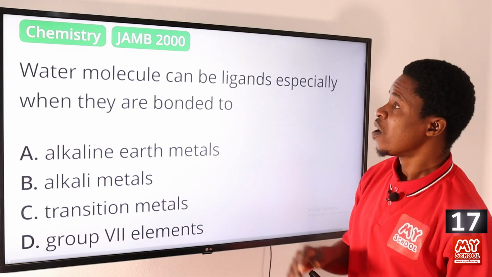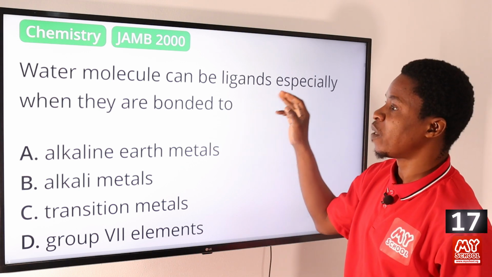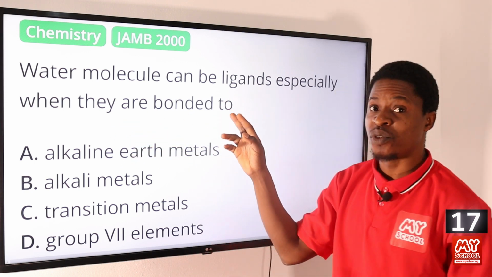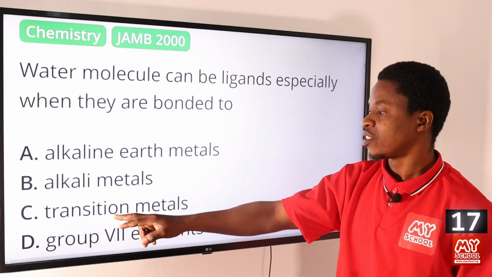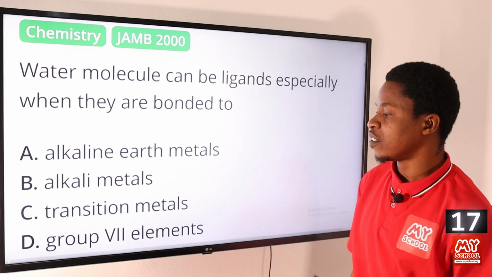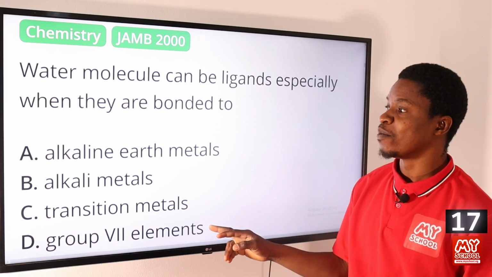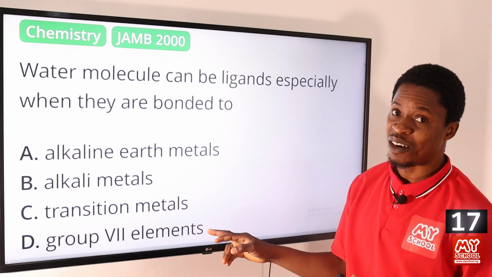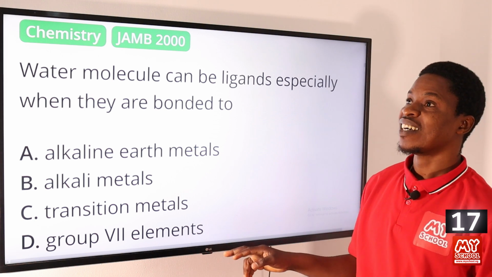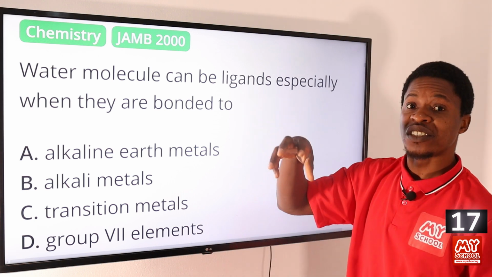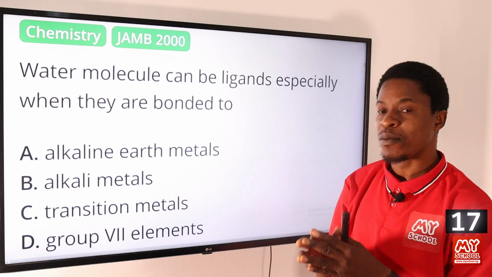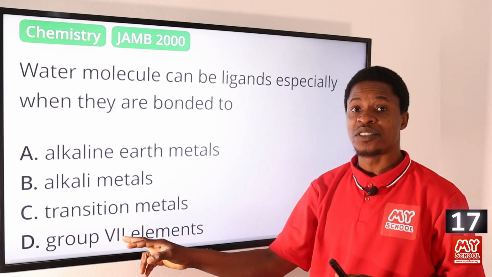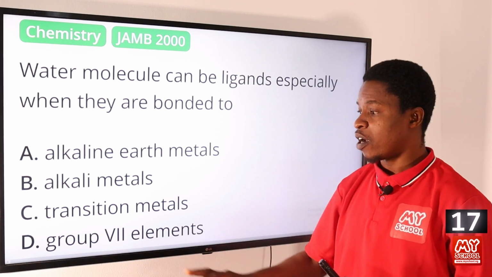We say that is so. Water molecules can be ligands, especially when they are bonded to... We have alkaline earth metals, transition metals, group 7 elements. Of course, it cannot be group 7 elements because group 7 elements are halogens. Okay, so we said ligands will form what? They will be molecules that are bonded to a central metal atom. So it cannot be group 7, so we eliminate option D.